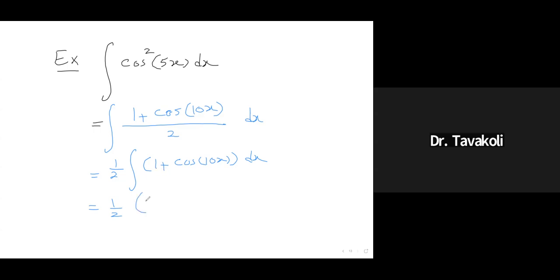Antiderivative of 1 is x. Antiderivative of cosine of 10x. You remember that based on substitution, we had a formula that the antiderivative of cosine of kx is 1 over k sine of kx. So that's going to be 1/10 sine of 10x. And at the end, plus c. So let me just distribute 1/2 over the parentheses, and this will be our final answer.